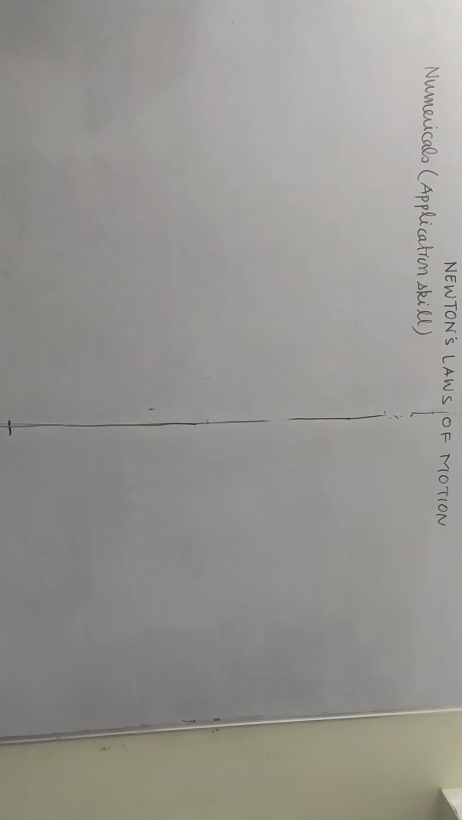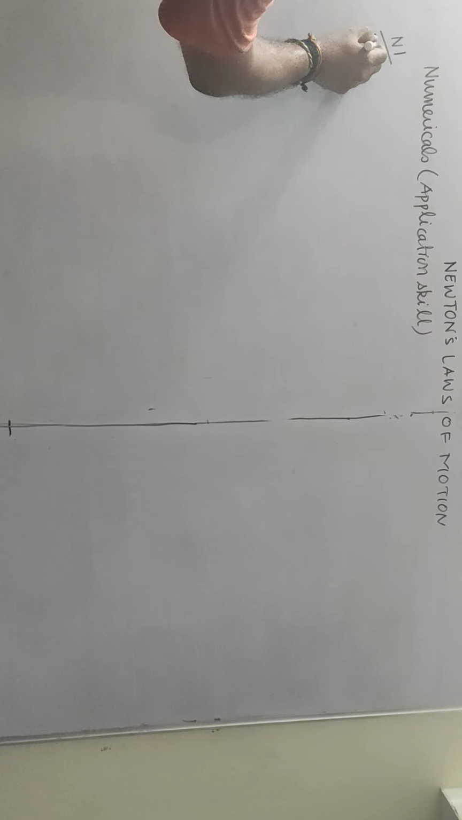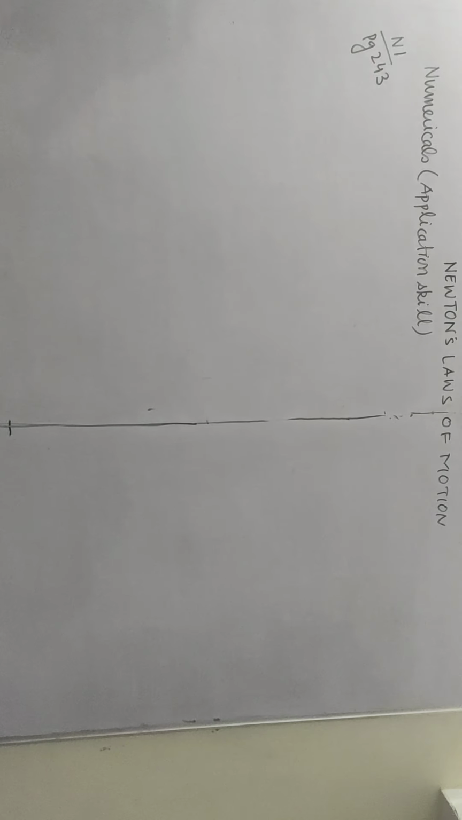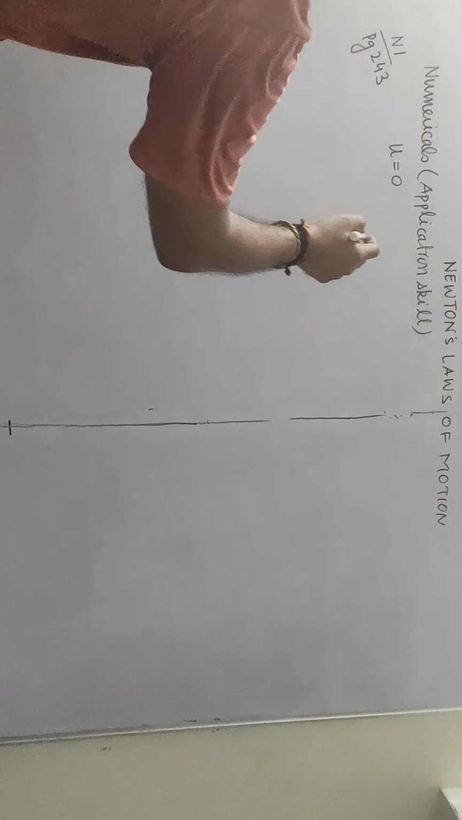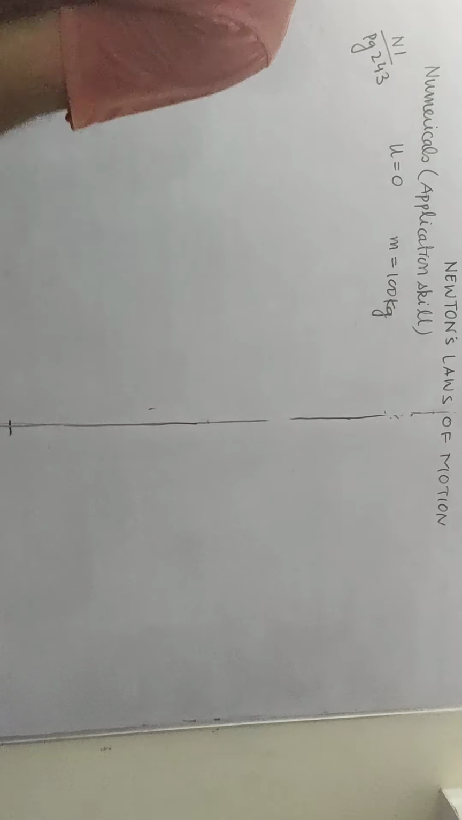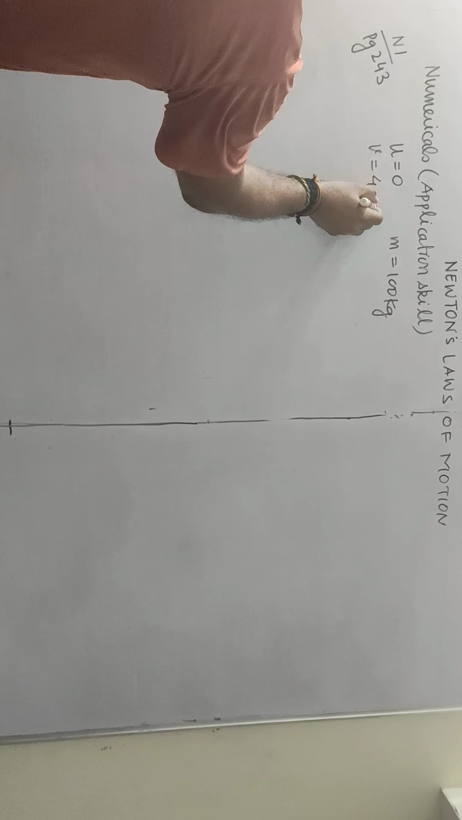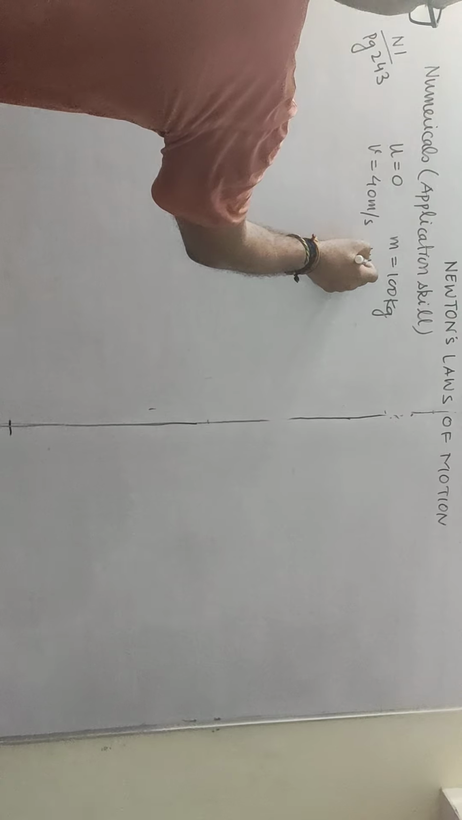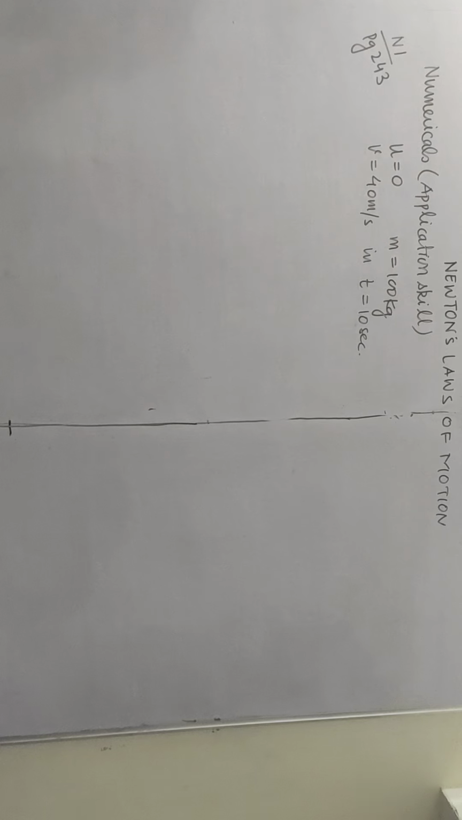So I am starting from numerical number 1 on page 243 of your book. Starting from rest, a body of mass 100 kg attains a velocity of 40 meter per second. Starting from rest means initial velocity is 0. 40 meter per second is the final velocity, in time t equals to 10 seconds. Find the force acting on the body.